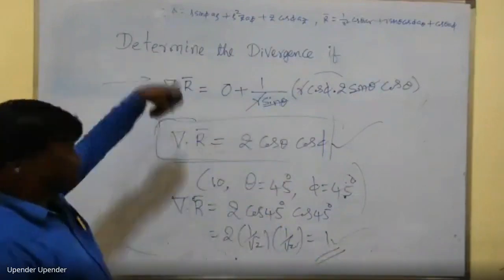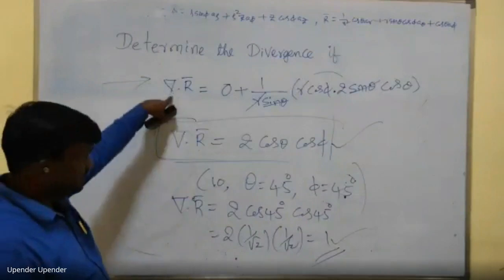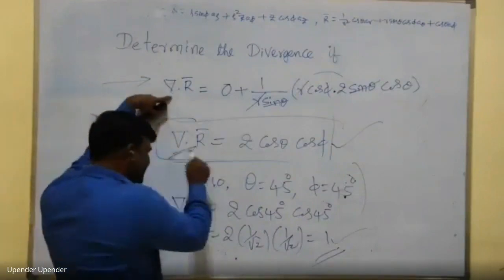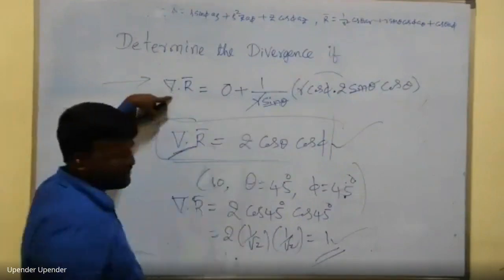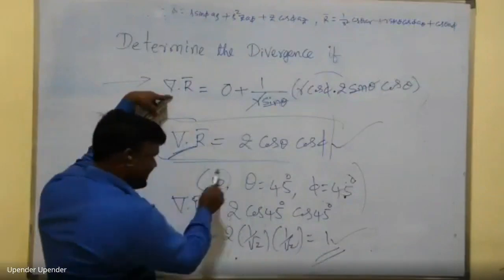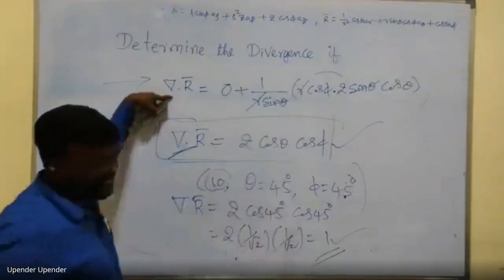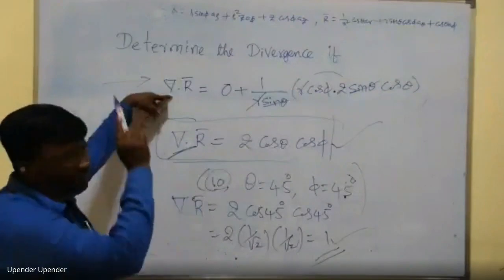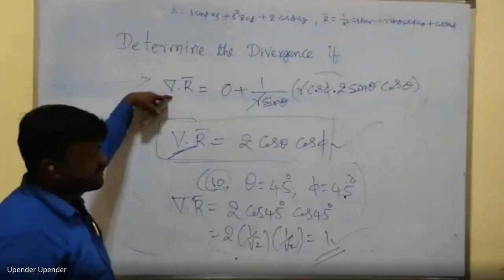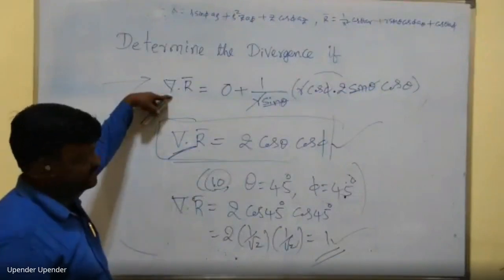For the given vector field, we can say that this divergence is also independent of R. It is a function of only theta and phi. This is all about the calculation of divergence of the given vector fields.